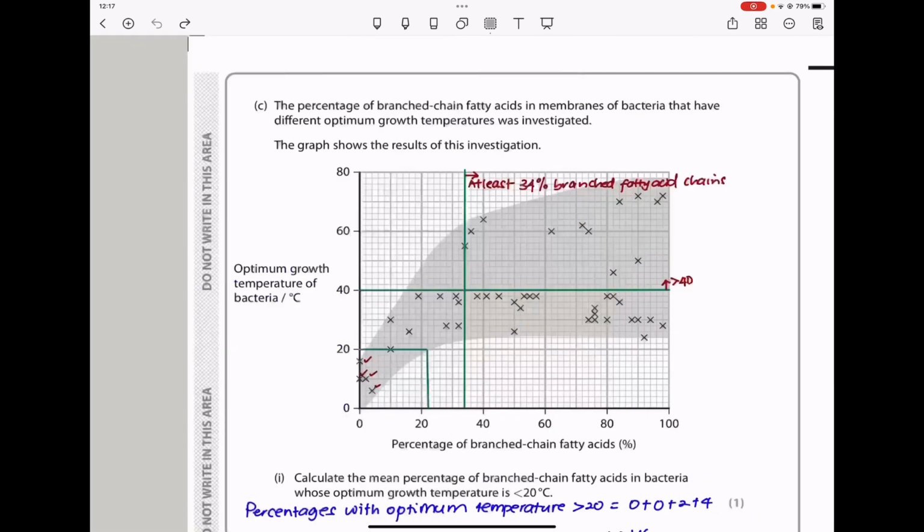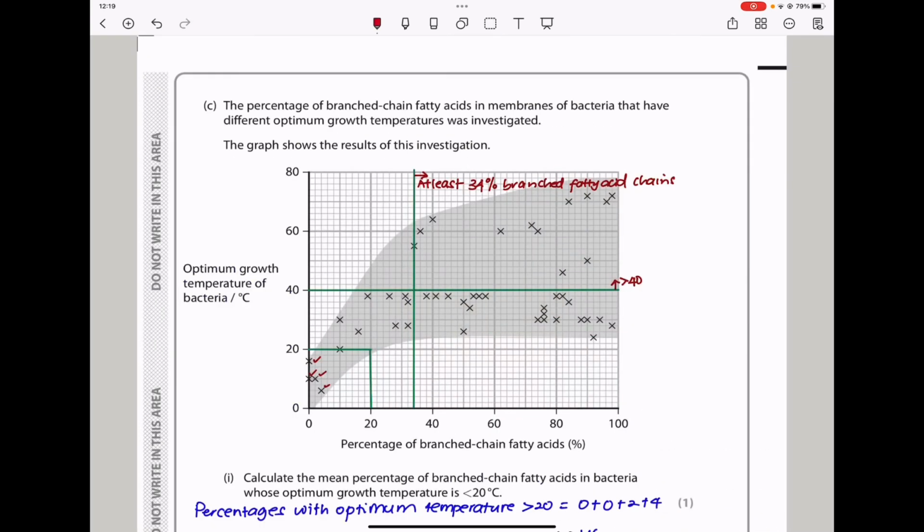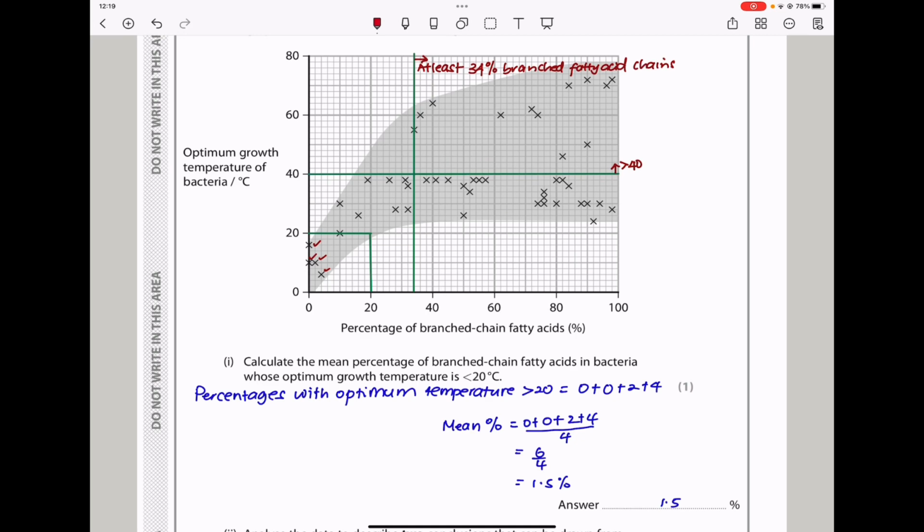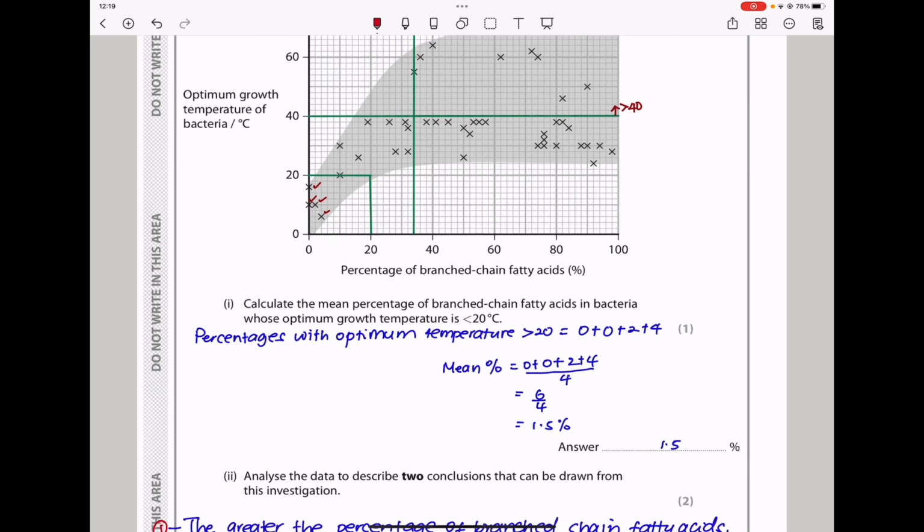Moving on. Question C says, the percentage of branched-chain fatty acids in membranes of bacteria that have different optimum growth temperatures was investigated. The graph shows the results of this investigation. On the vertical axis we have optimum growth temperatures of bacteria, and on the horizontal axis we have the percentage of branched-chain fatty acids. They say calculate the mean percentage of branched-chain fatty acids in bacteria whose optimum growth temperature is less than 20 degrees. This is where the 20-degree mark is.